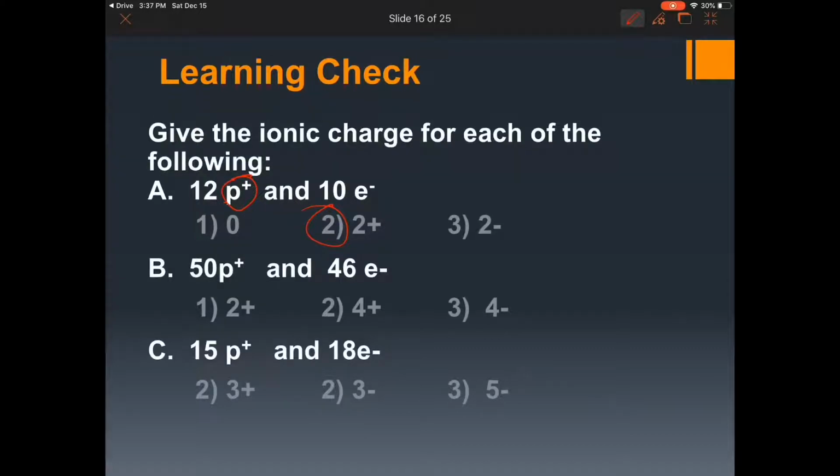If we have 50 protons and 46 electrons, what would our charge be? Well, 50 minus 46 gives us 4. The number for protons is bigger than electrons, which means it's going to have a positive charge, so it's going to be 4+. What if we have 15 protons and 18 electrons? 18 minus 15 is 3. The number for the electrons is bigger than protons, so that means we're going to have a negative charge, so it's going to be 3-.